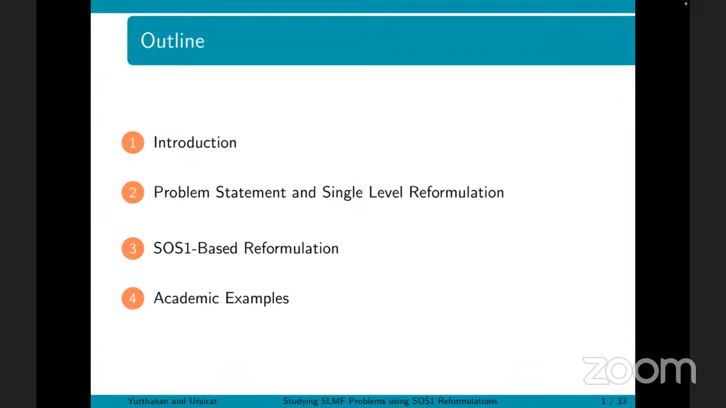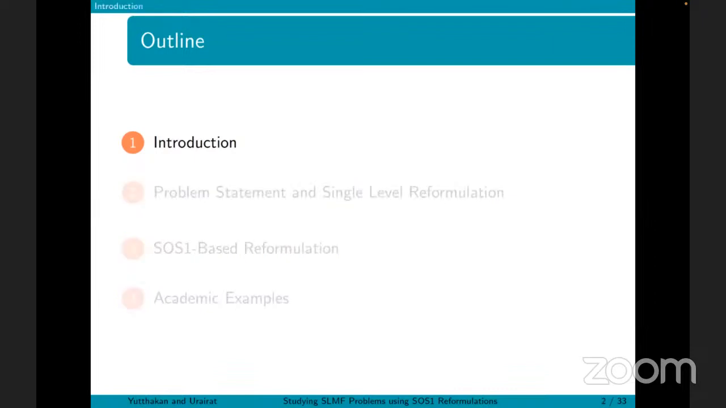In this outline, I will divide it into 4 parts as follows. The first part is introduction. The second part is the problem statement and single-level reformulations. The third part is SOS1-based reformulations, and the final part is academic examples.